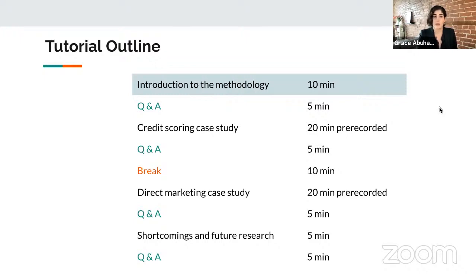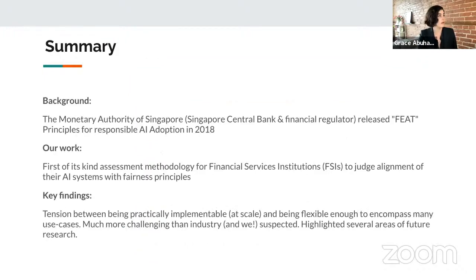We'll start today by giving some background on the project and the fairness methodology that we developed. Then we'll go through two case studies, one on credit scoring and the other on direct marketing. And finally, we'll end with a discussion on some of the shortcomings in our work and a presentation of the future research that we think could be useful. All right, so let's get started.